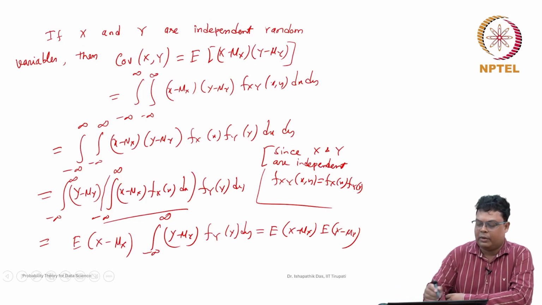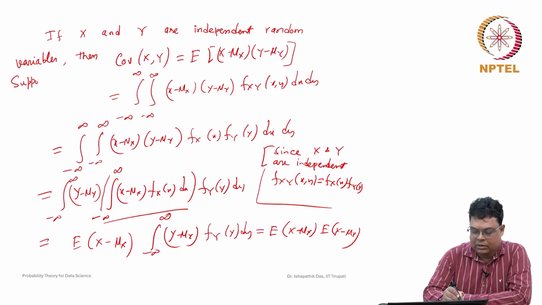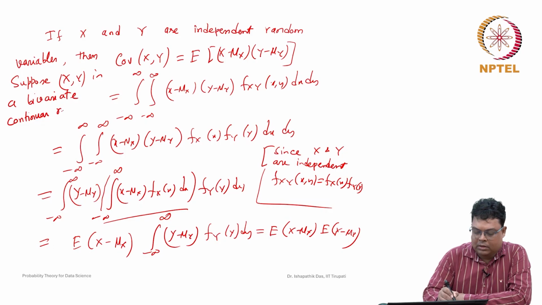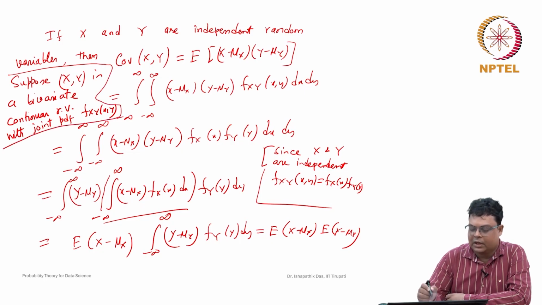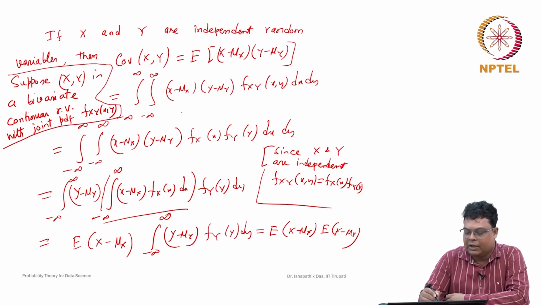Here we discussed, suppose (X, Y) is a bivariate continuous random variable with joint PDF f_XY(x, y). This is the assumption we consider for this computation, and only then can we write it this way.